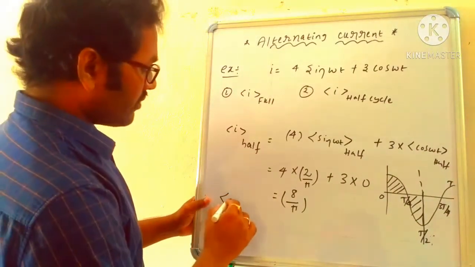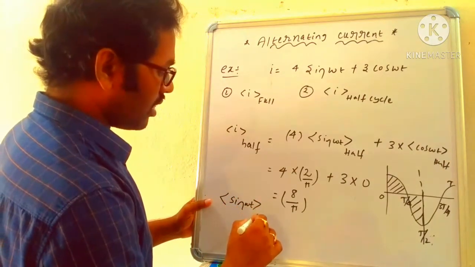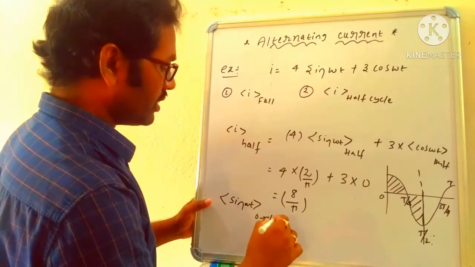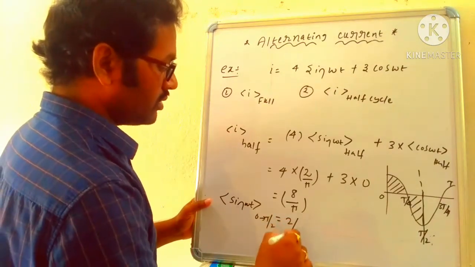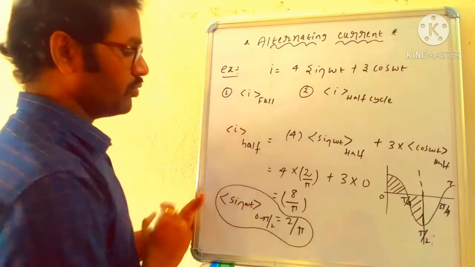And the average value of sin omega t for half cycle from 0 to T by 2, how much is the result? 2 divided by pi. Remember this one, 2 by pi.